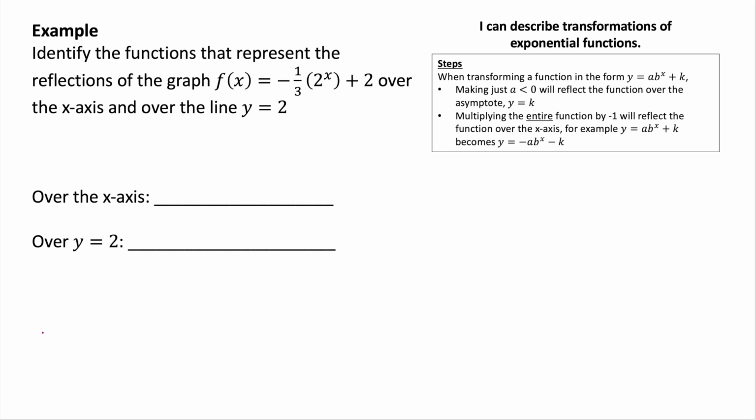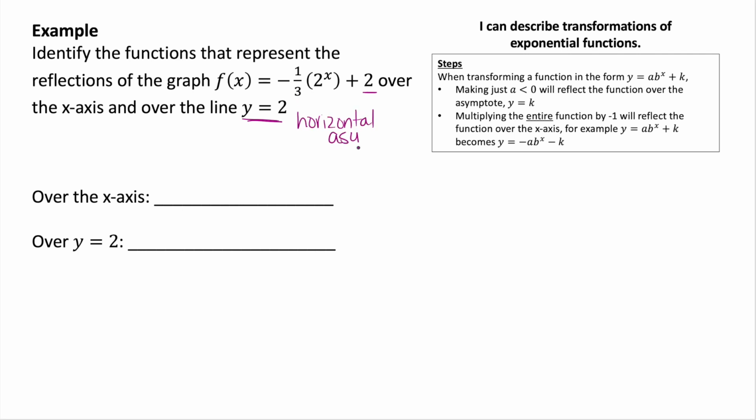Identify the functions that represent the reflections of the graph f of x equals negative 1/3 times 2 to the x plus 2 over the x-axis and over the line y equals 2. Okay, so what's significant about y equals 2? Notice that it's the value of k, so that is our horizontal asymptote.